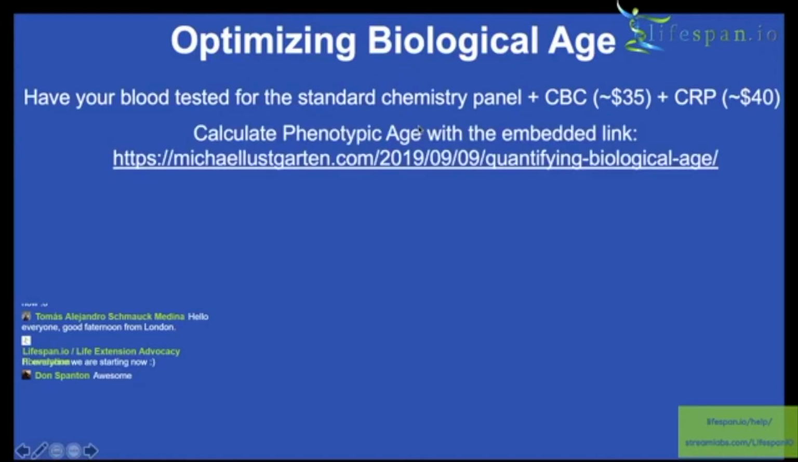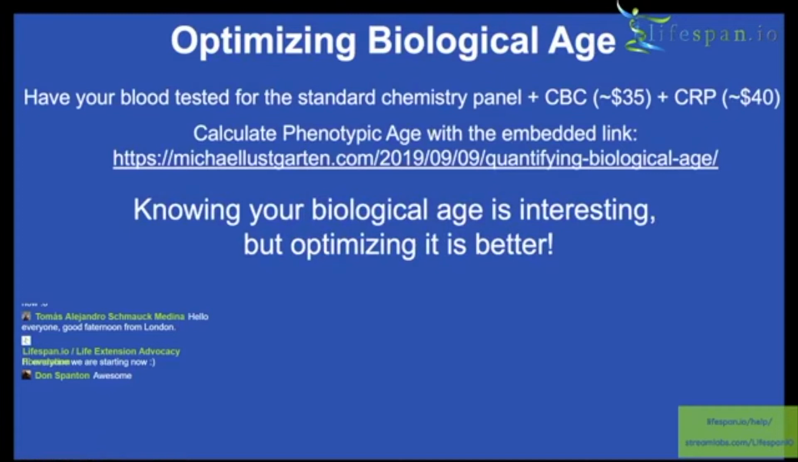So I had somebody crunch the numbers, and I embedded that link here. If you want to calculate your phenotypic age and you have all these blood test data, you can actually calculate your own biological age using the phenotypic age calculator.